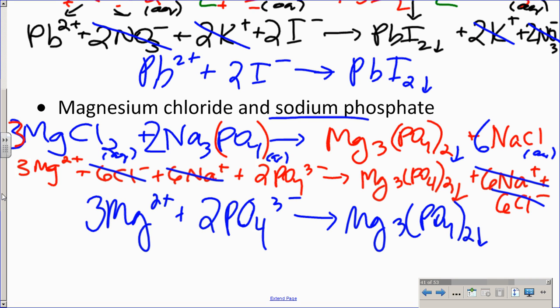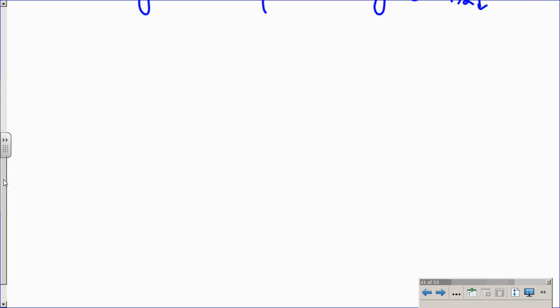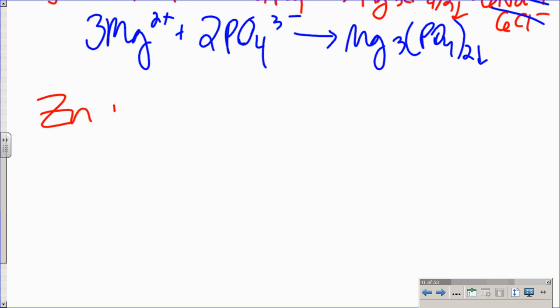Let's do one single replacement. I'm going to use one off of your homework. So some of us didn't do single replacement for our homework. Nope, wrong thing. Thank you. Zinc is mixed with lead-2 nitrate. Write it down. Zinc is mixed with, tell me the formula. Pb(NO3)2. This is the first one on the single replacement part of the reaction prediction homework.